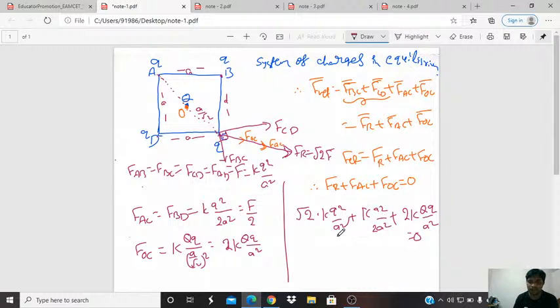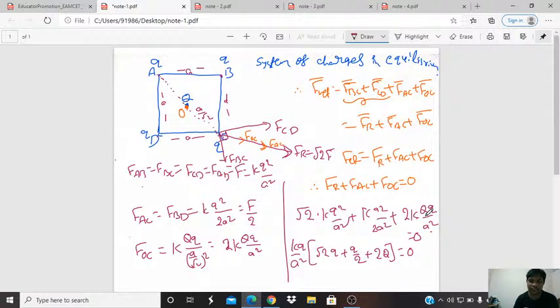Common we can take, right. See, K will get cancelled. A square also cancels. See, K by A square take common. Root 2. See, first of all, K by A square common means what is here? Root 2 into Q square. See, Q also, one Q common. So, root 2 into Q plus here 1Q by 2. Right? KQ by A square common, plus. See, KQ by A square, remaining is 2 into capital Q. It is equal to 0.